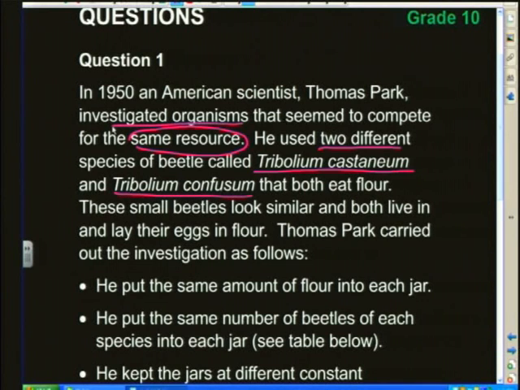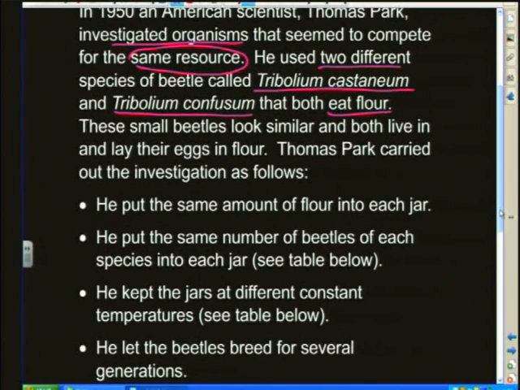Sounds a bit confusing. Maybe the second one was difficult to identify, and hence maybe called confusum. We're not too sure. Both ate flour, so they competed for flour, 2 different species. They are obviously quite similar in nature. These small beetles look similar, and both lived and lay their eggs in flour.